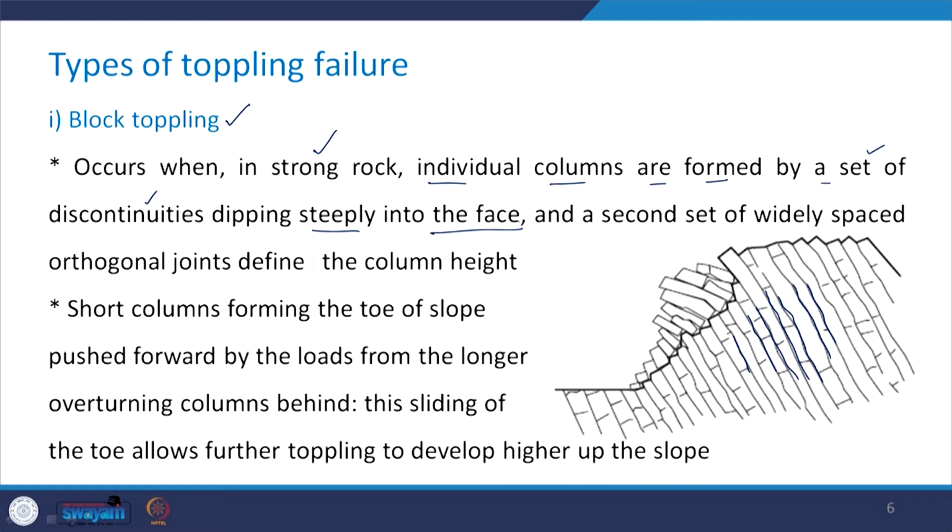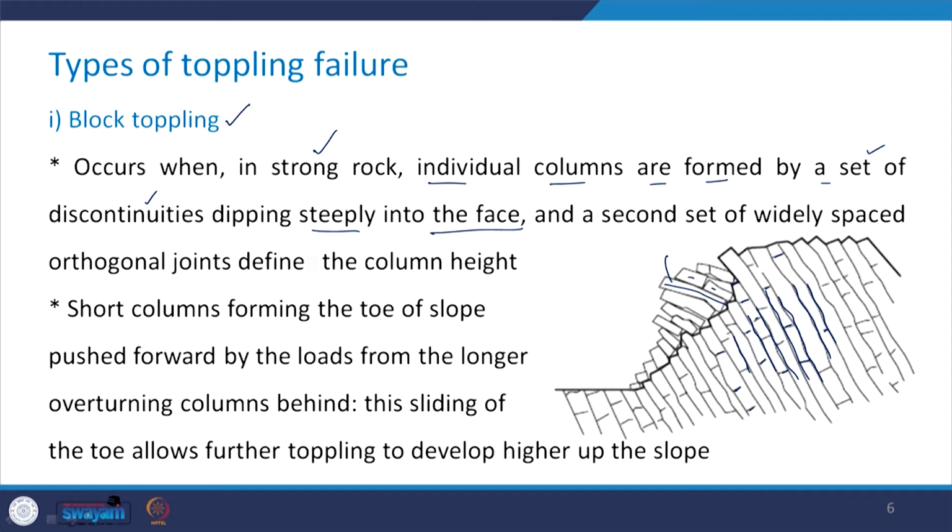And then we have the second set of widely spaced orthogonal joints. These are so widely spaced. Another set of joints, and these define the column height. So, you can take a look here that the joint which is there defines this column height. In this case this is the column height, and you can see that in this particular column there will not be any orthogonal joint.